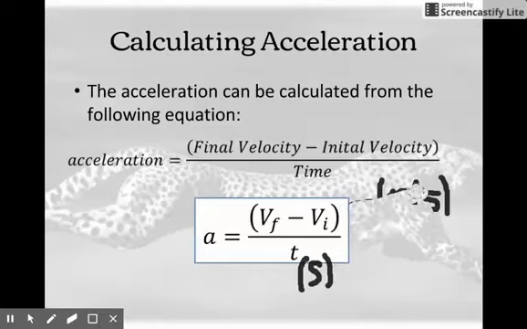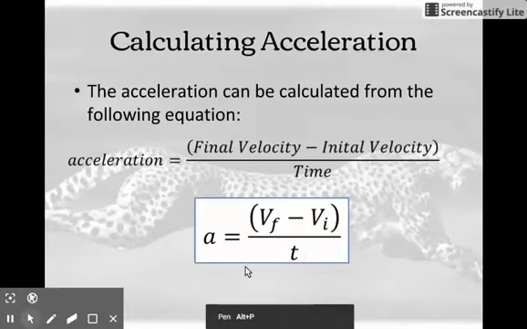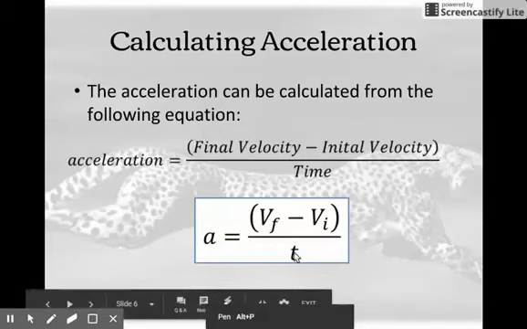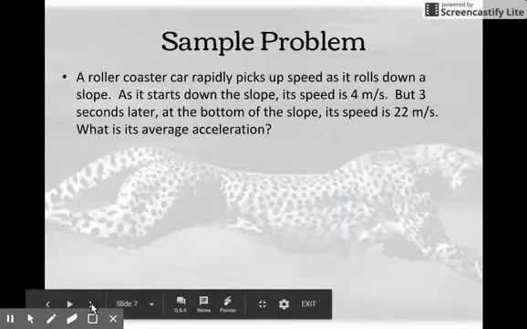And if you notice, velocity final and initial are in parentheses. So you have to do the subtraction first in your calculator. So subtract them, and then you're going to divide by time. Let's try a couple examples.